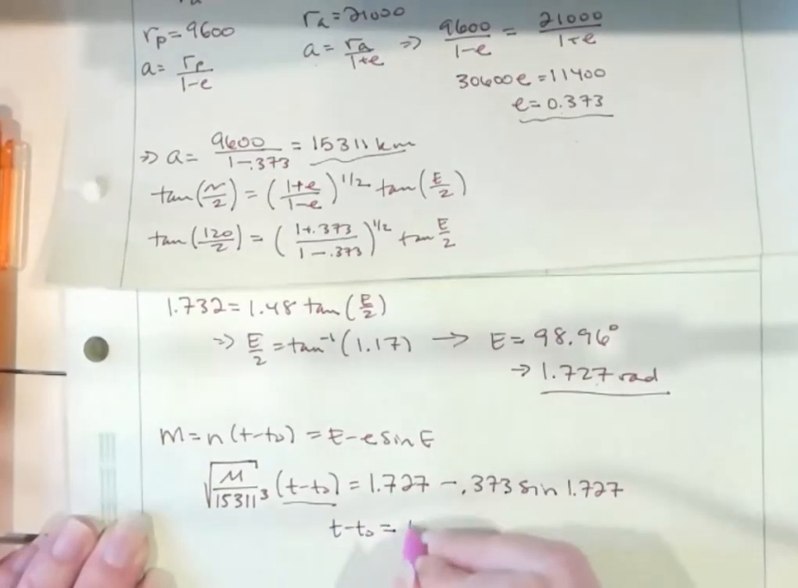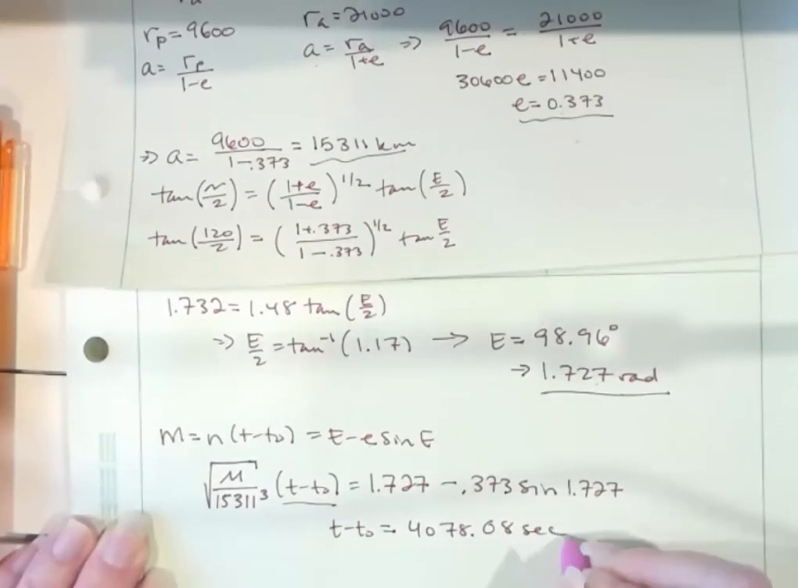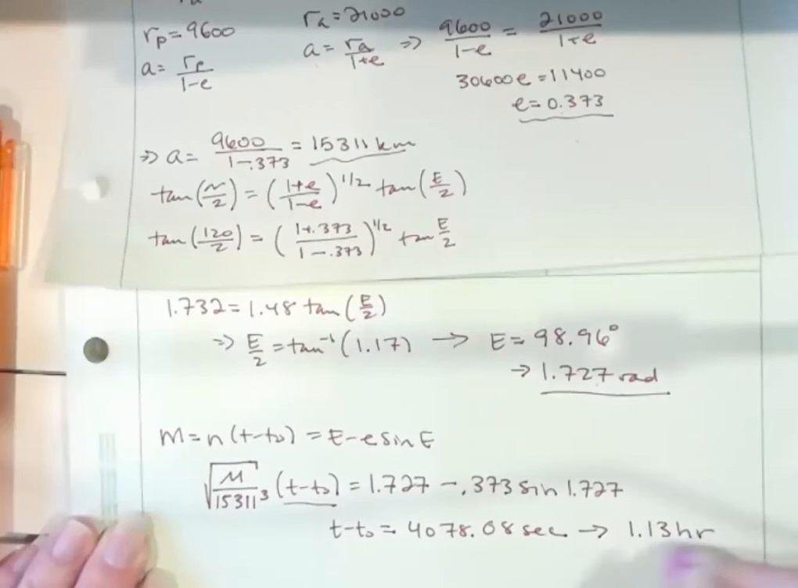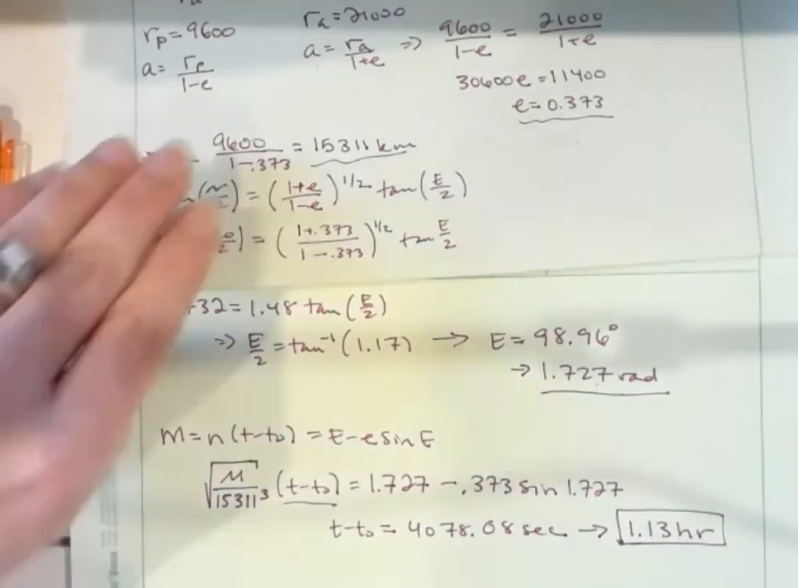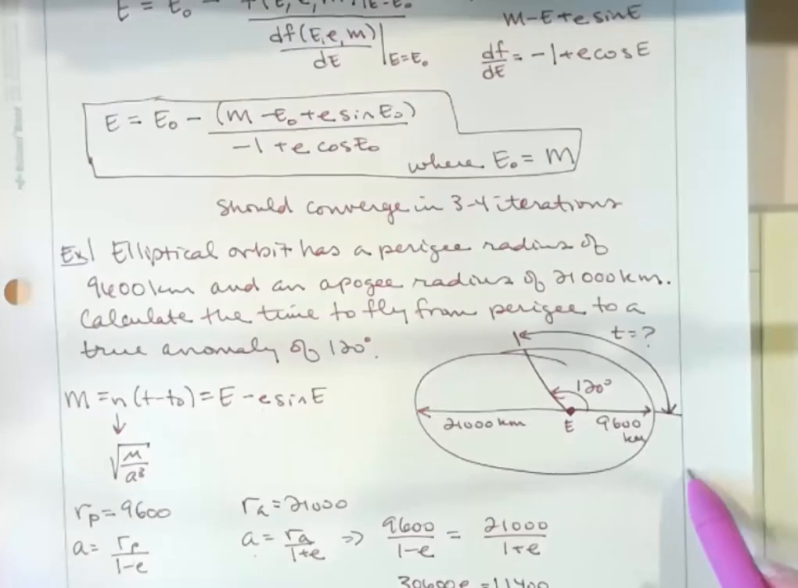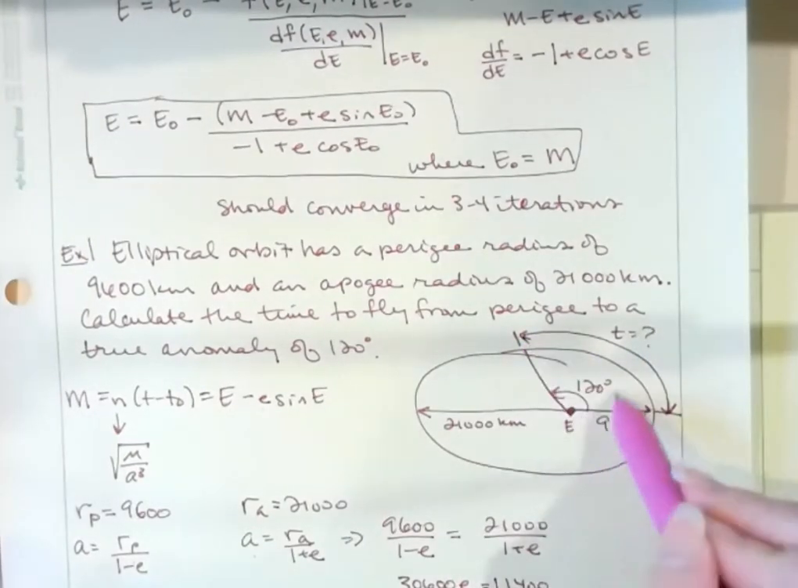So your difference in time is going to be 4,078.08 seconds. So let's convert that to hours. So you get 1.13 hours. All right, so it took you 1.31 hours to go from here over to here. And that gives you this true anomaly. Okay.